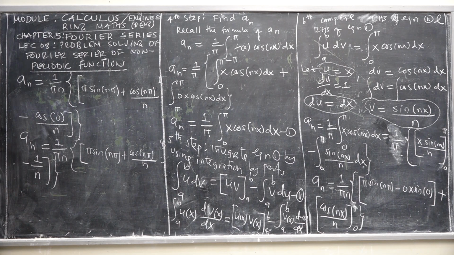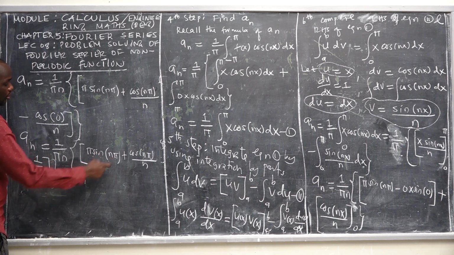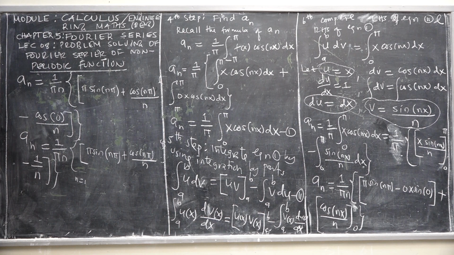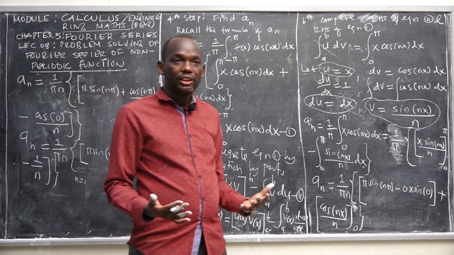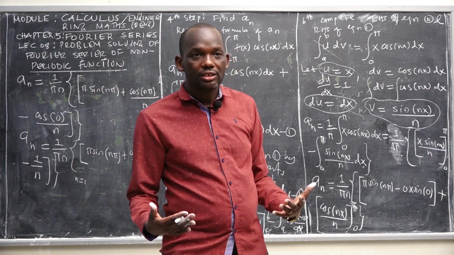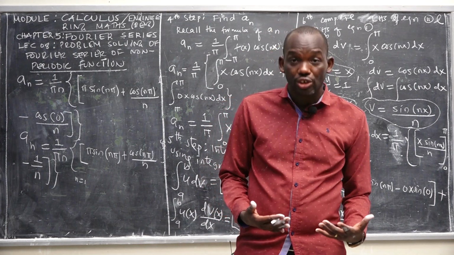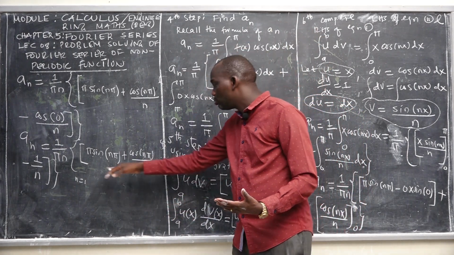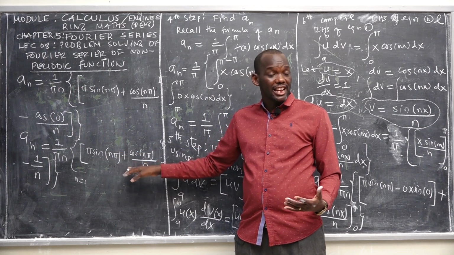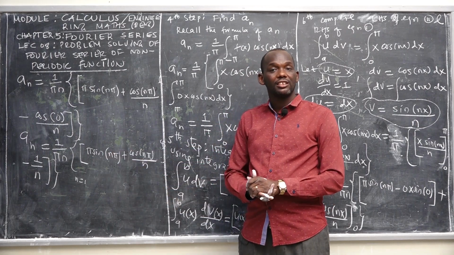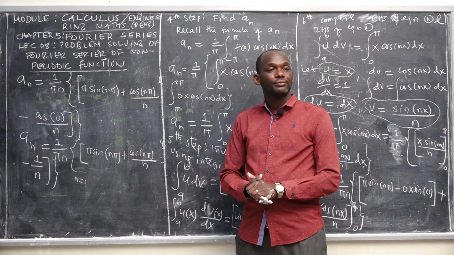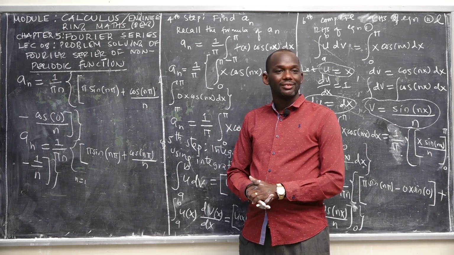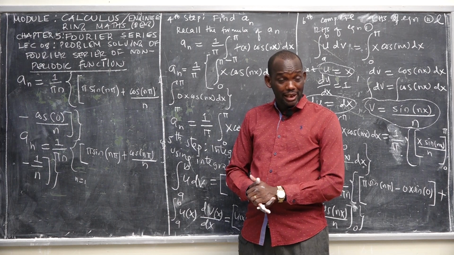Are we together? Then for this case, we have to go and test. When n is equal to 1, what is sine of pi? Use your calculator. When n is equal to 1, it means 1 times pi, it is pi. Sine of pi is equal to 0. When n is equal to 2, 2 pi is 360. Sine of 360 is 0. When n is equal to 3, 3 times 180.